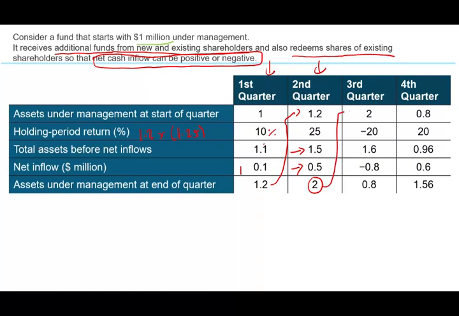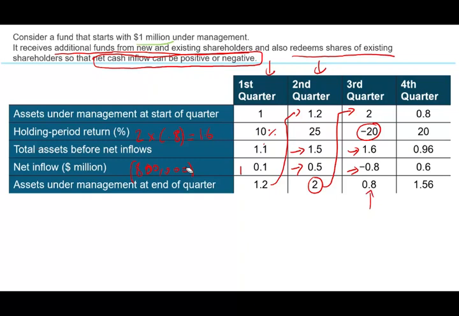We're starting the third quarter. The third quarter, we started with $2 million, and the fund experienced a 20% decrease in value. So we multiply the $2 million by 0.8, because we lost 20%. We're going to be left with $1.6 million. So we went down to $1.6 million, and the investors kind of panicked, and they withdrew $800,000. They took out $800,000 because they panicked. Now the fund ends the third quarter with $800,000.